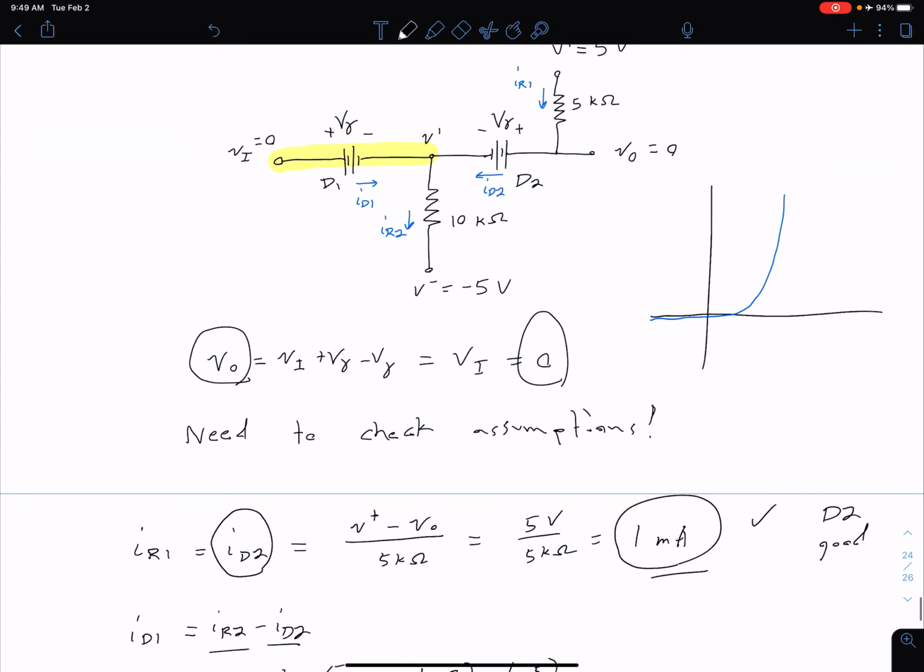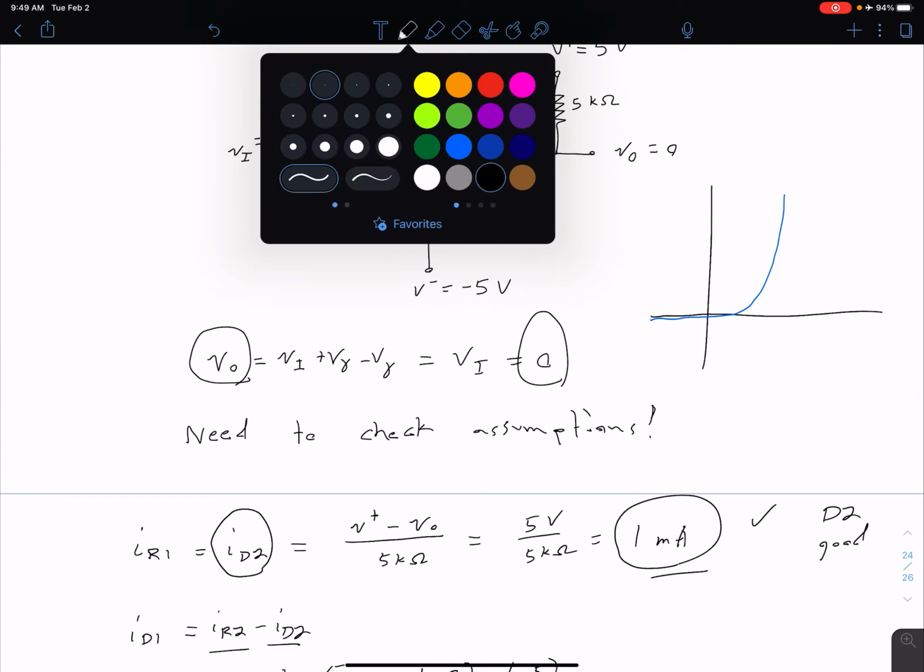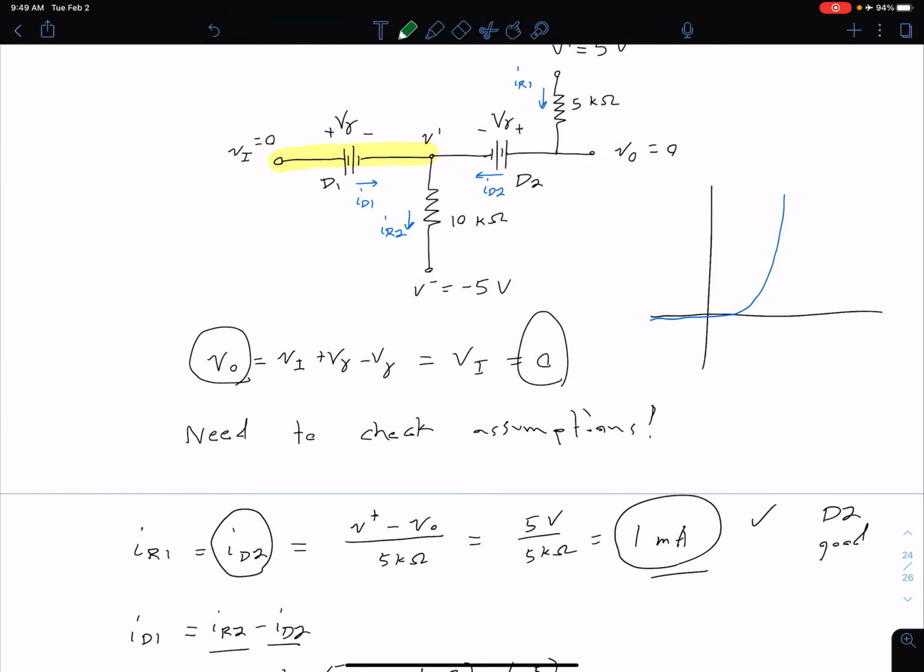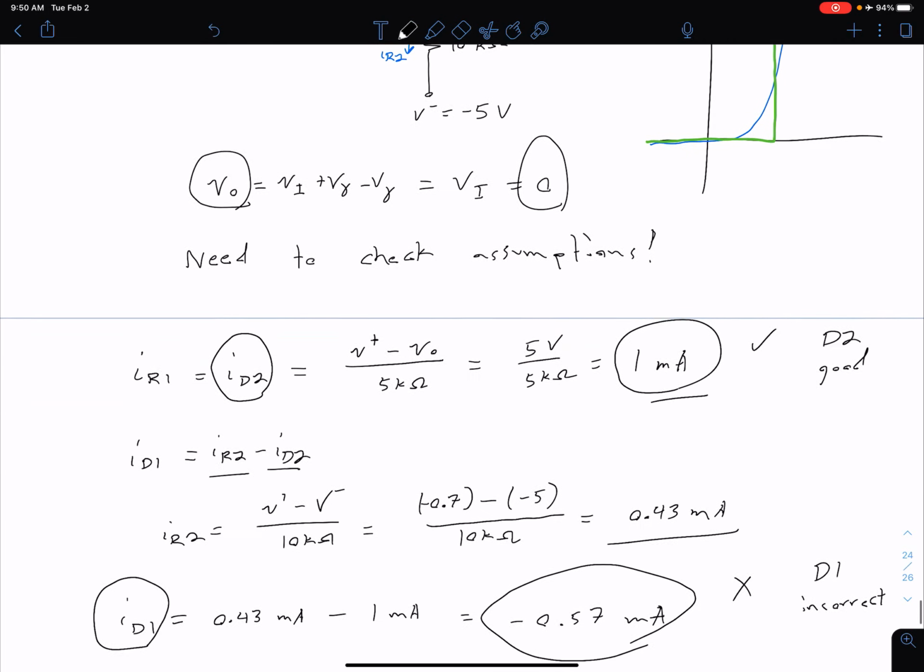Okay, and of course I should be more clear here. We're using our piecewise linear model. So what this looks like is really something more like this. In our case, we're assuming 0 until we get to V gamma, and then once we get to V gamma, we're just assuming a constant voltage. So again, we're approximating, but we're making a good approximation for most cases.